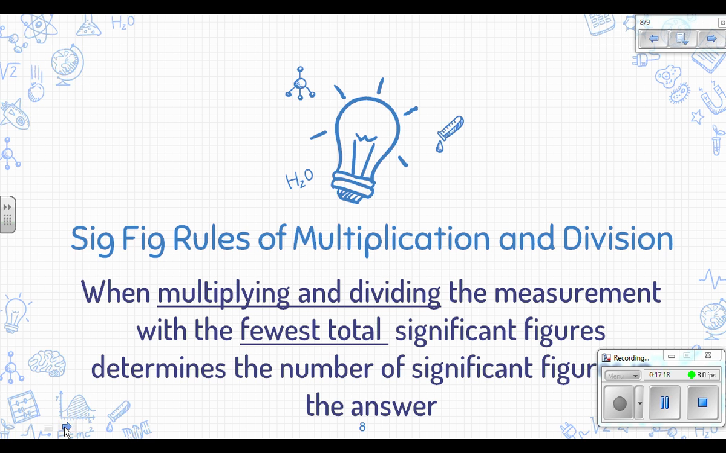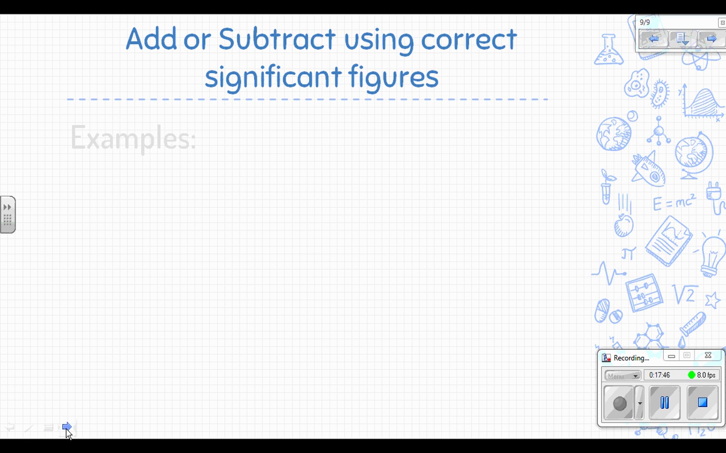The next type of calculations we'll do will be multiplication and division. When we're doing any multiplying and dividing of measurements, we look at it a little different, and we look at the measurement with the fewest total significant figures to determine the number of significant figures in the answer. So really we're looking at the overall number and the overall amount of significant digits in the actual values. Whoever has the smallest amount, that's how many can be in your answer. All right. So again, we have some examples here.